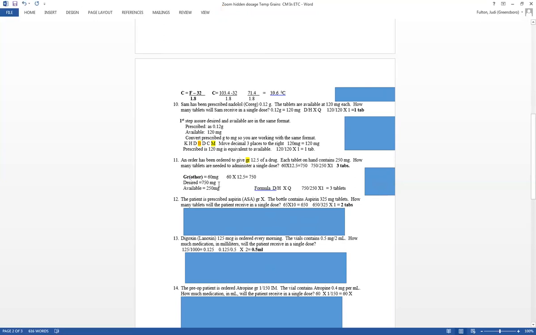So my desired is now 750 milligrams, available in 250 milligrams. I'm going to use D over H times Q. So 750, my desired, over 250, my have, times 1. That's going to end up being 3. 3 tablets per dose.